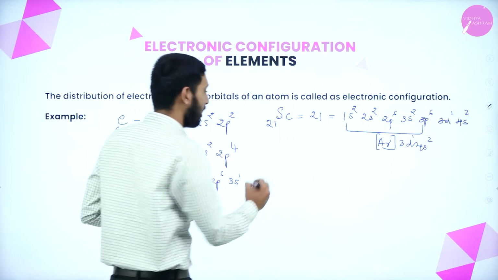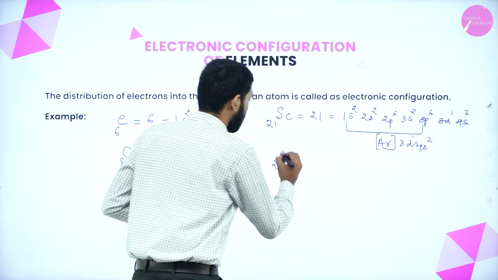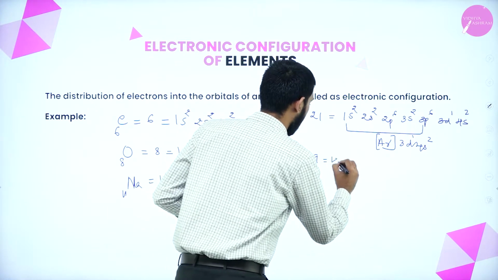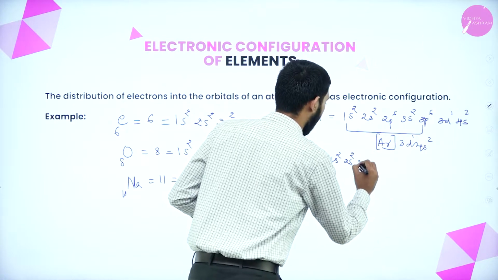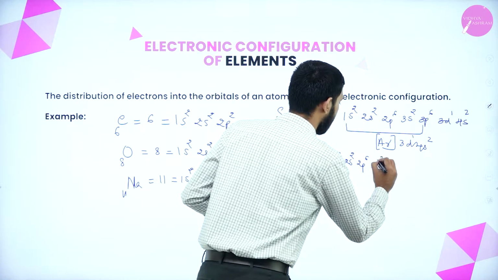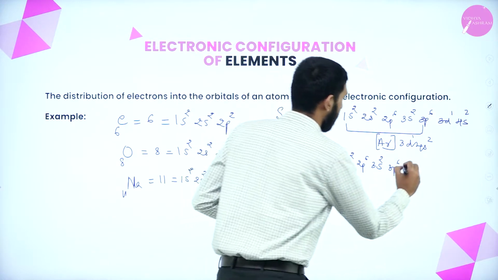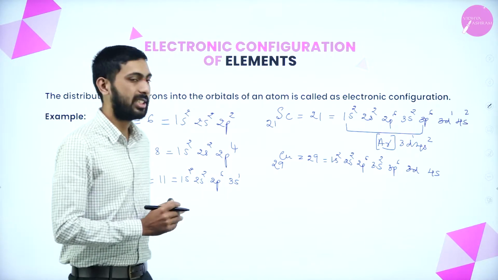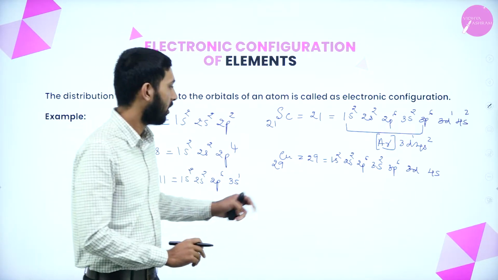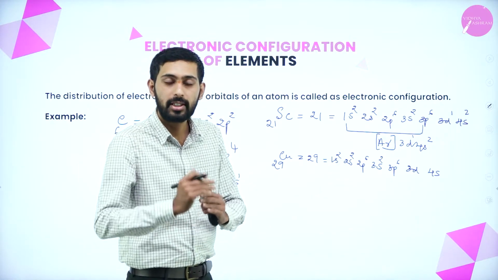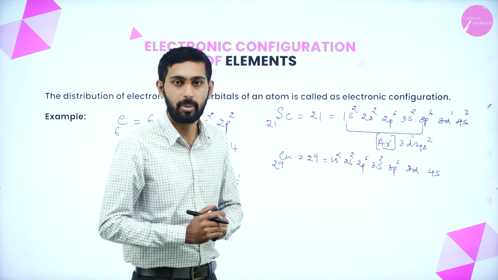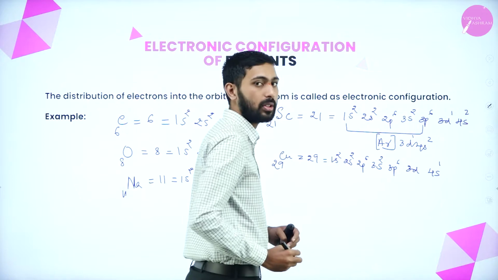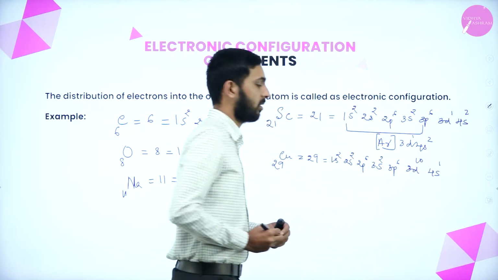Now let us write another one. It's copper. Copper's atomic number is how much? 29. Here, this is one exceptional configuration. Here, we have to fill electrons to the s orbital, after that we have to fill the d orbital. But in case of copper, we have to fill 1 electron to the s orbital and 10 electrons to the 3d orbital.